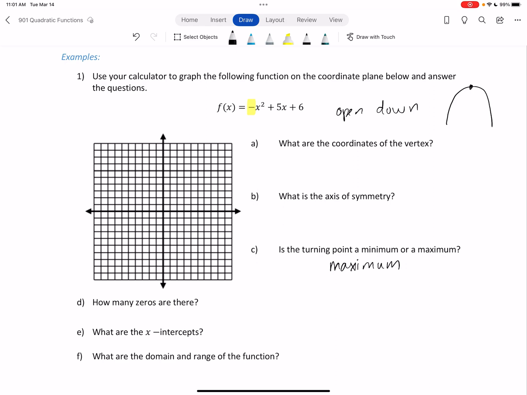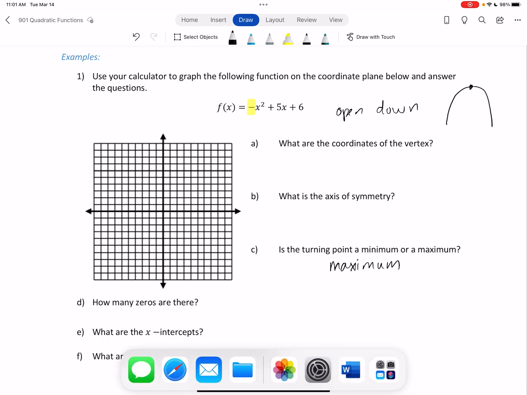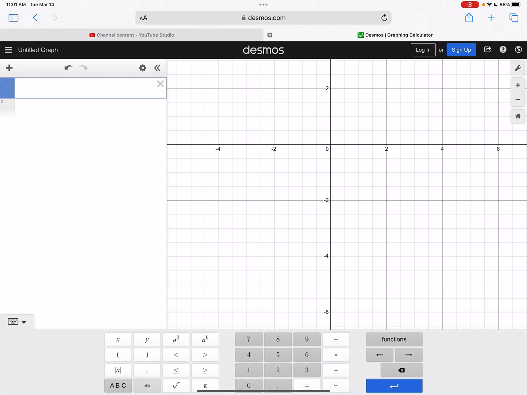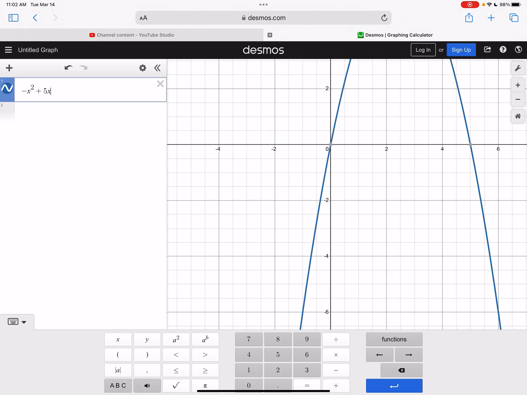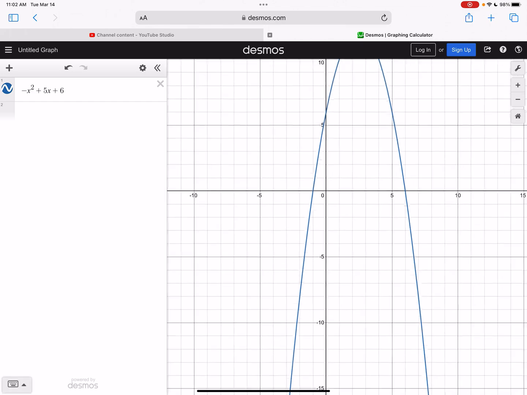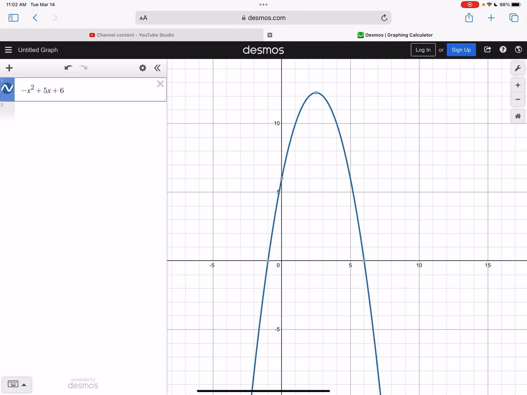I'm going to put this into Desmos, negative x squared plus 5x plus 6. Let's zoom out a little bit there. Up there is my vertex, 2.5, 12.25. Here is my y-intercept, 0, 6. And here are my x-intercepts, negative 1, 0, and 6, 0. We're going to use all of those numbers.